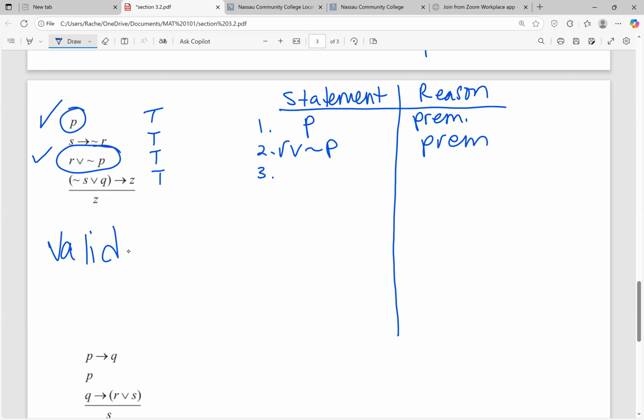And I see that that's the disjunctive syllogism, right? Because I have a disjunction, R or not P, and my other premise is P, right? Which is the negation of not P. So then from there, we can conclude that R is true. So disjunctive syllogism on 1 and 2.